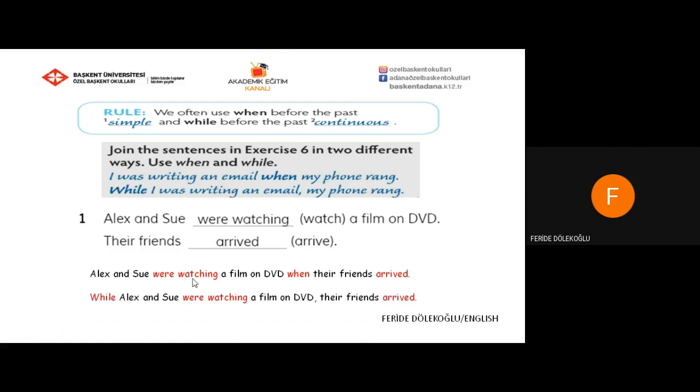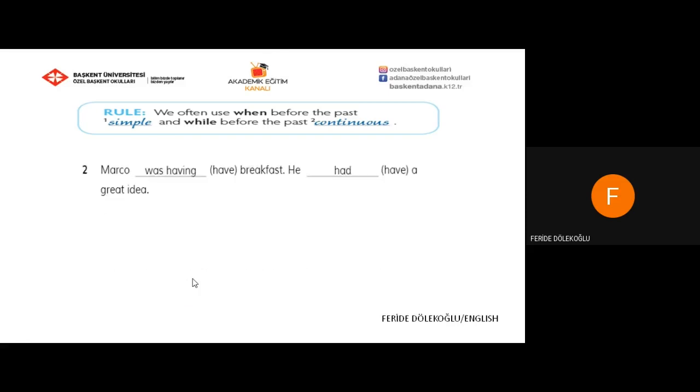The same sentence, but this time we will use while. While Alex and Sue were watching a film on DVD, their friends arrived. We will do one more. Marco was having breakfast. He had a great idea. While Marco was having breakfast, he had a great idea. Marco was having breakfast when he had a great idea.